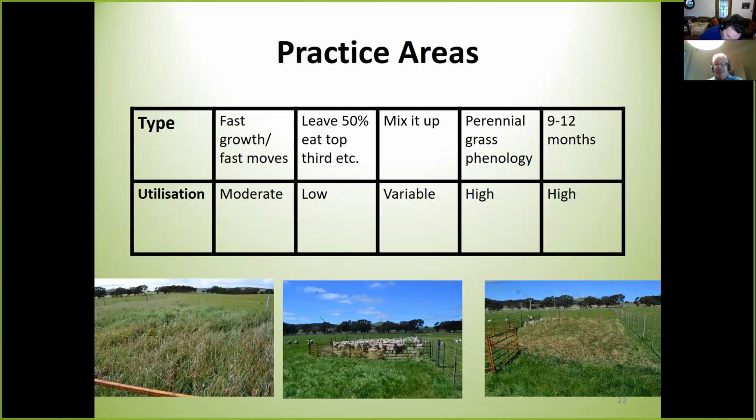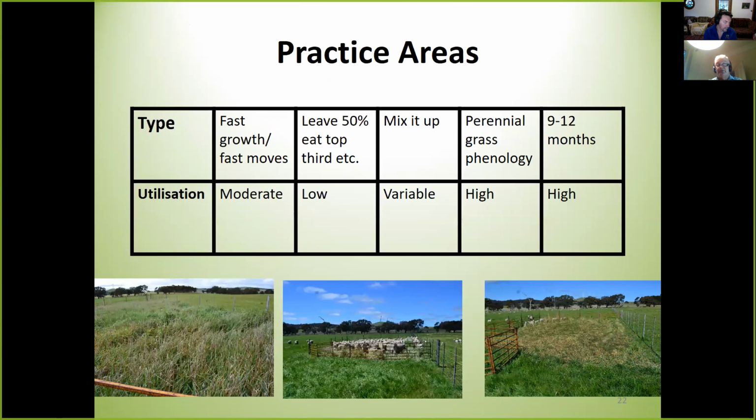Then we've got the eat the top third, leave 50% of the leaf crop. We've got others that are talking about mixing it up. I'm saying more using perennial grass phenology, so leaf emergence rates. And then we have other people that just use a long, almost annual cycle, which works really well. It may not be the optimum, but it's very simple. I say put those in, in small areas, and I'll talk about the photos below, and then do what people recommend.